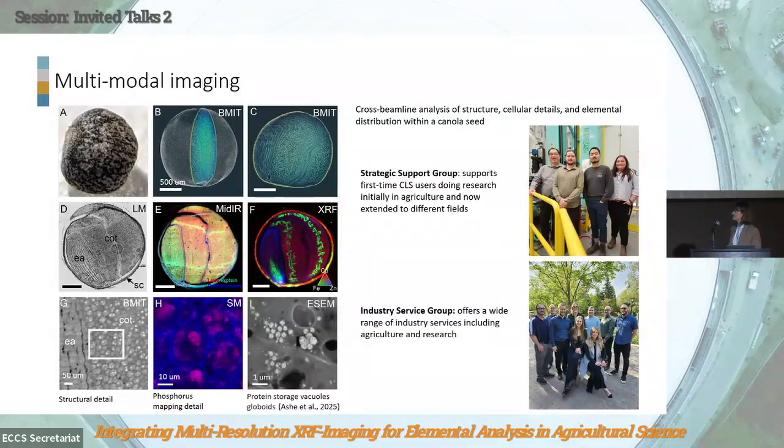We have very well-established groups that support science. The strategic support group played an important role in establishing the agriculture user community. And the industry service group provides services from all the scientific fields, including agriculture and research.